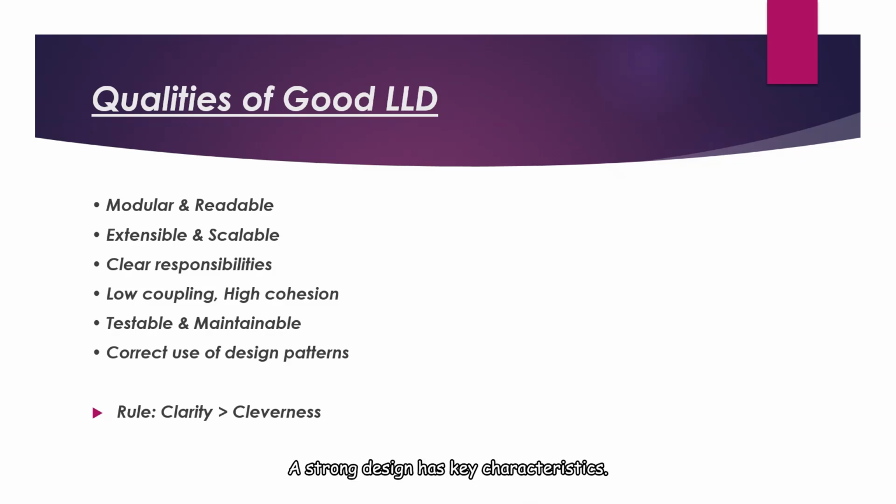A strong design has key characteristics. Modular. Each piece handles one purpose. Readable. Clear and easy to understand. Extensible. Easy to add new features. Low coupled and high cohesive. Components only do what they should. Pattern oriented. Uses proven solutions. Testable. Easy to validate and debug. Maintainable, can be improved without breaking things. The golden rule, clarity is more valuable than cleverness. We build systems so that future developers can understand, extend, and trust our work.